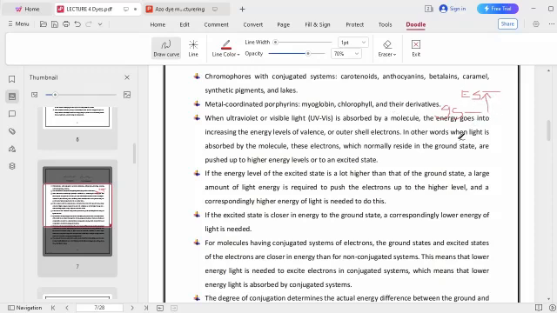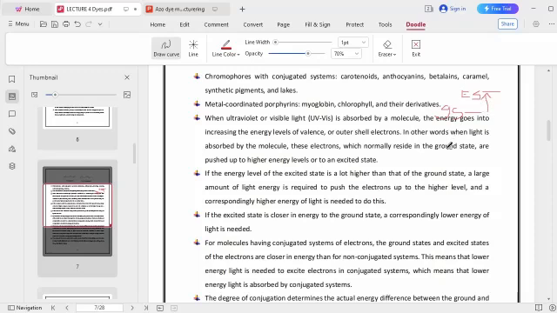So if the difference between ground state and excited state, which is known as the valence, if the difference between ground state and excited state of a molecule is greater, it means that molecule needs more energy to move its electrons from ground state to excited state. But if the distance between ground state and excited state is lesser or shorter, that molecule needs less energy to move its electrons from ground state to excited state.